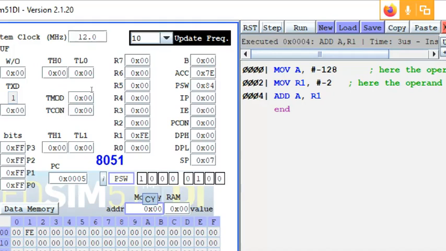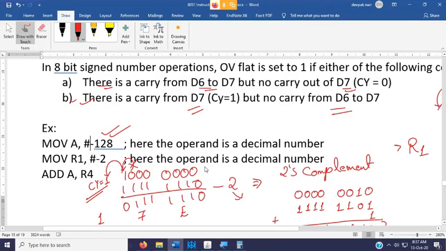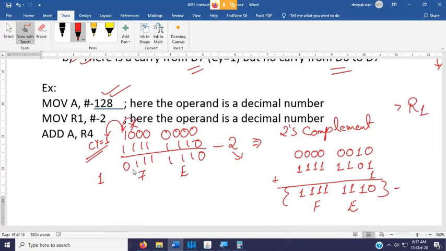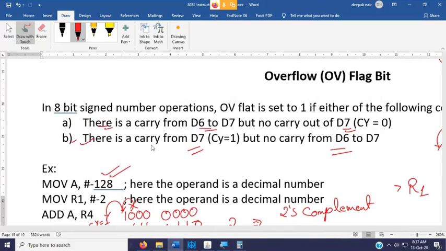Now there is a carry which is generated. Yes, carry was generated, and at the same time overflow is also generated. Overflow is generated because there was a carry from D7 to the upper bit, but no carry from D6 to D7. At the same time, carry is also generated. So remember, it is not that these two cannot be set simultaneously. They can be set simultaneously. The only thing you have to remember is that the overflow flag is generated only when one of these two conditions is met, not both of them.